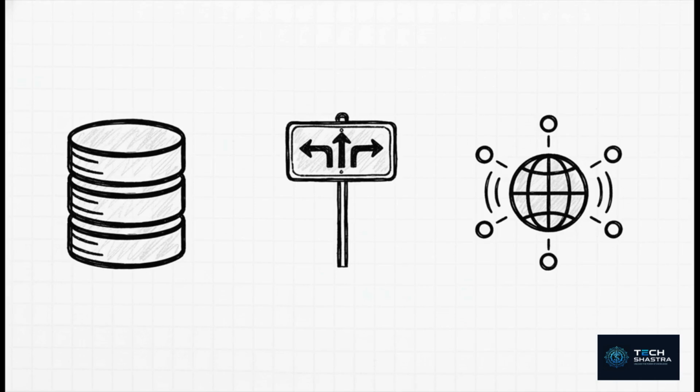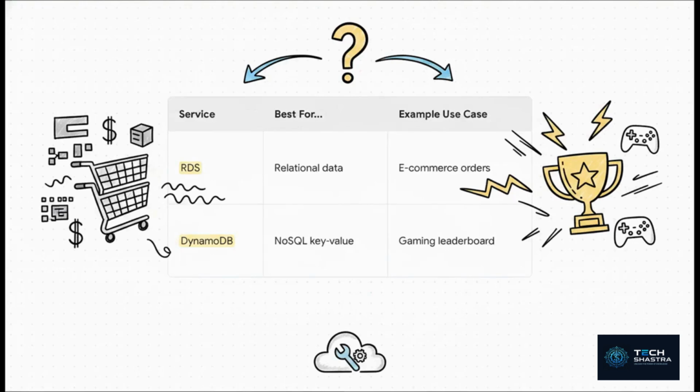And that's where things like RDS for databases, Route 53 for DNS, and CloudFront for content delivery come into the picture. And this is a perfect example of a huge concept in the cloud, using the right tool for the job. Say you're building an e-commerce store with really structured customer data. A traditional database like RDS is perfect.